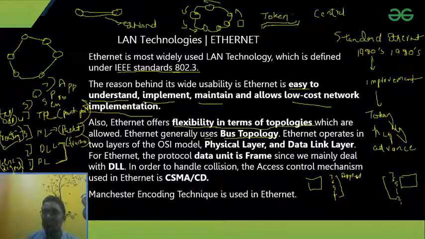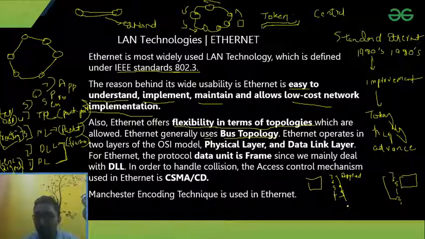The actual data is generated by the applications you have on your system, like Chrome or Teams or other software. This data is generated by the application layer, then the presentation layer makes that data presentable, then the session layer is added to maintain the session, and then comes the transport layer. Transport layer is responsible for end-to-end communication. Then the network layer is used to route that packet to the proper system, and then the data link layer is used for hop-to-hop routing.